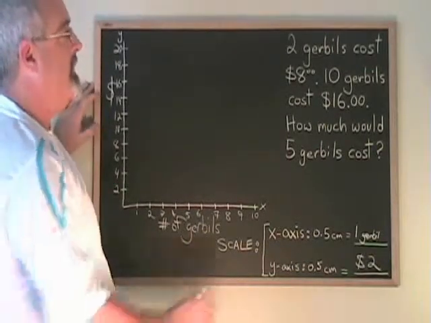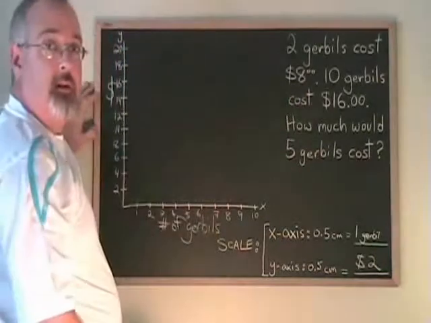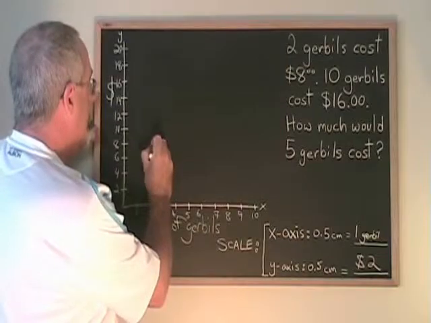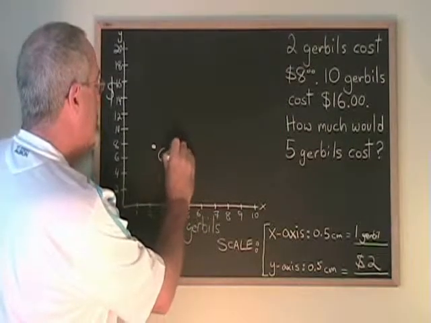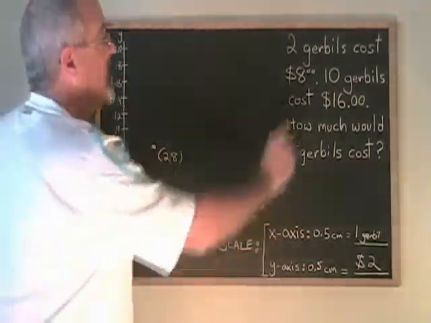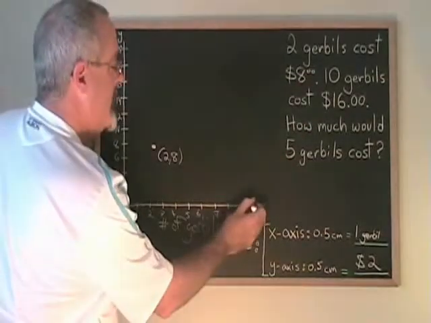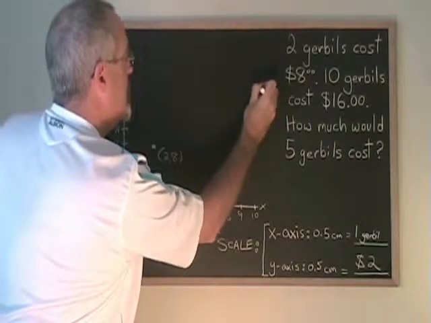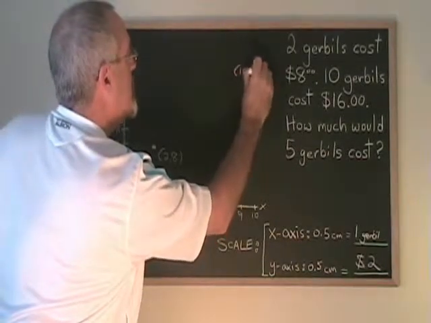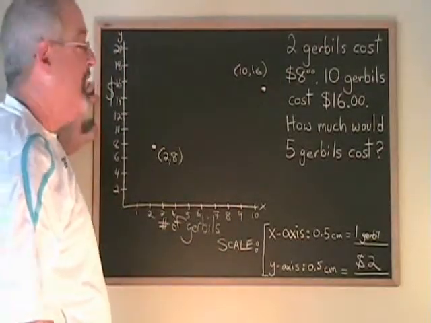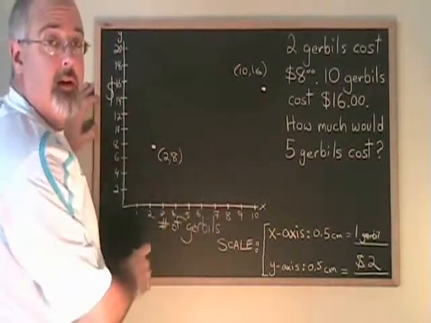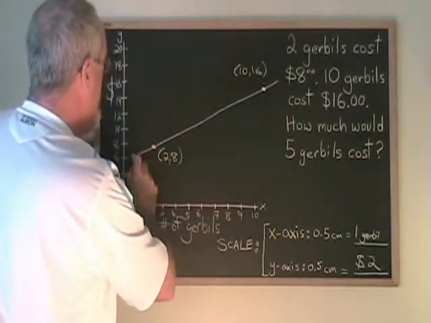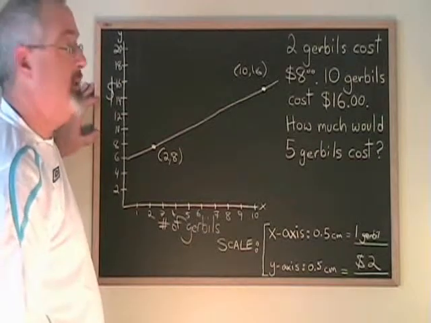Now let's graph our points. We know 2 gerbils cost $8, so I find 2 on the x-axis, 8 on the y-axis, and I put that dot and identify it. We know 10 gerbils cost $16, 10 on the x-axis, 16 on the y-axis. We put a dot. I identify that point. And now, using a ruler, which I don't have, we use the ruler to make a straight line all the way across the graph, going through those 2 points.